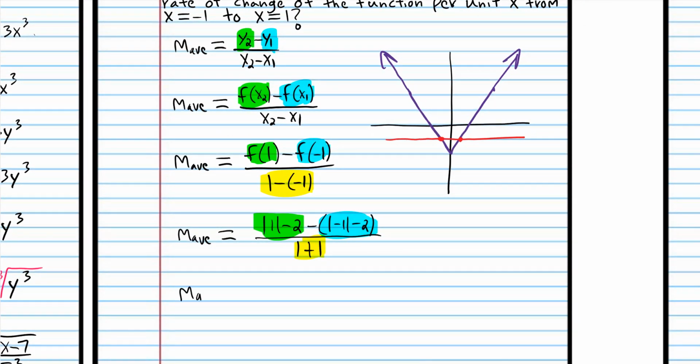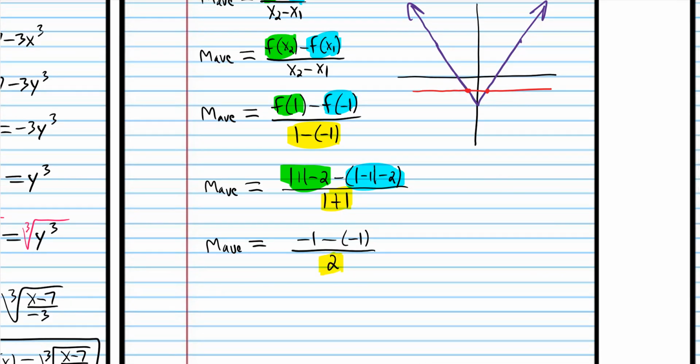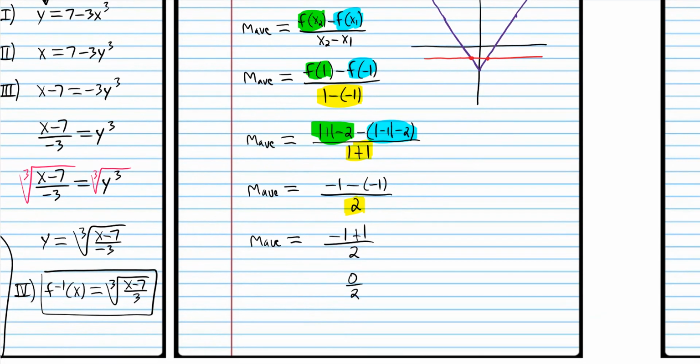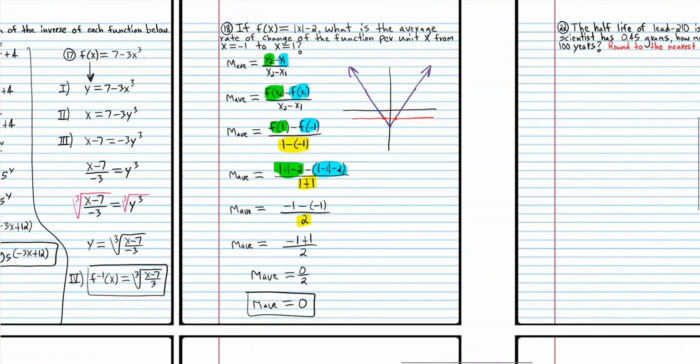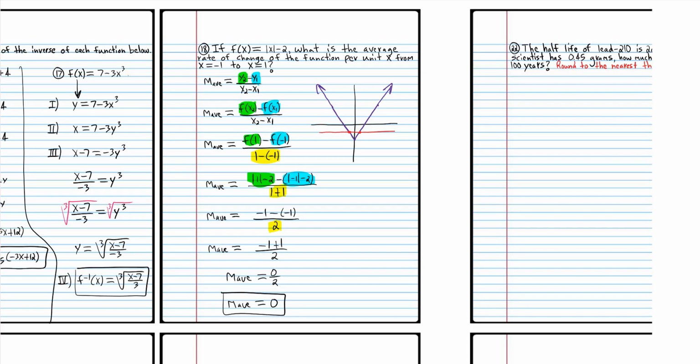Okay, so now we have to calculate the green expression. The absolute value of 1 is 1. 1 minus 2 is -1. The absolute value of -1 is 1. 1 minus 2 is negative 1. Add those two yellow numbers, we get 2. And then we get negative 1 minus negative 1, which is negative 1 plus 1, over 2. And so we get 0 over 2, which is the average slope, and that's 0. So that's the average rate of change of that function over that interval negative 1 to 1.